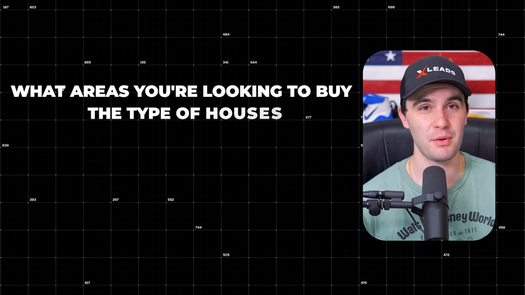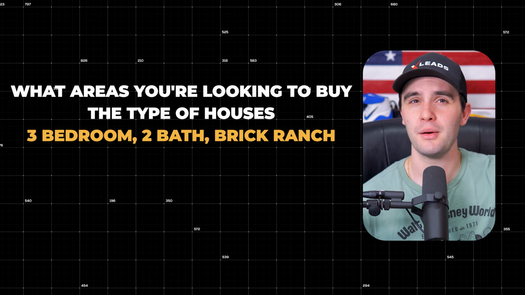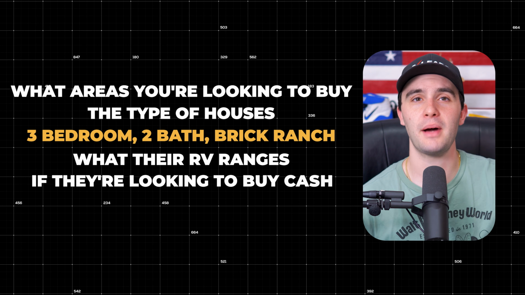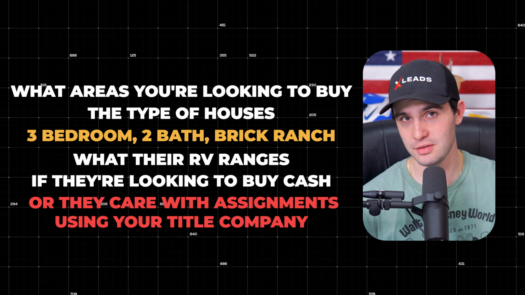So it's really important here that you know how to ask the buyers the right questions. You should be asking them what areas they're looking to buy, the type of houses, 3 bedroom, 2 bath, brick, ranch, whatever style, what their ARV range is. If they're looking to buy cash, are they okay with assignments using your title company? And you basically just get their order. You see what they want, you take their order, and then you go out here and fill it.